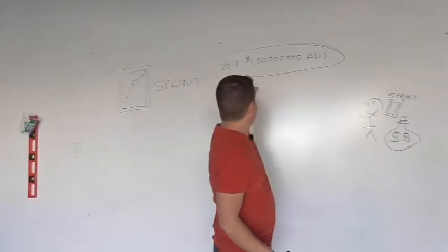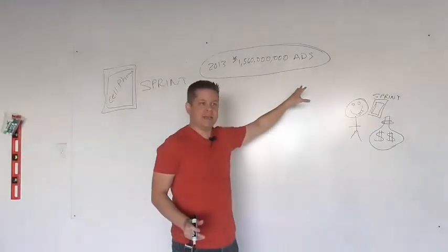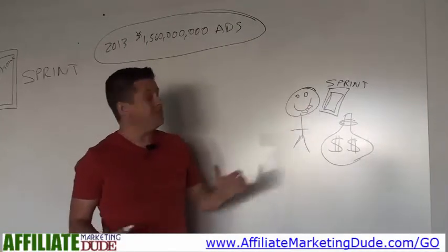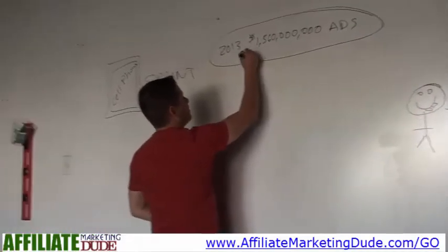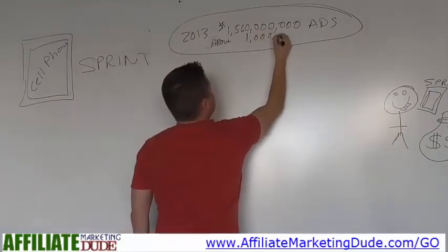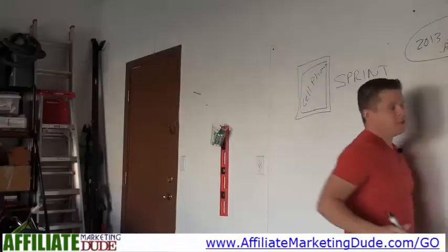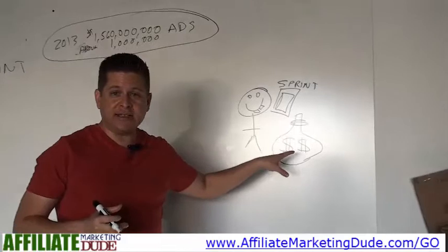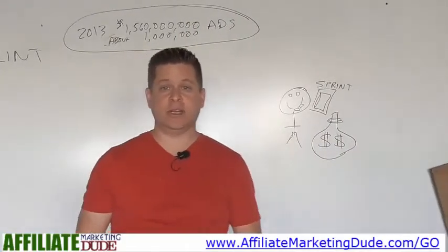So the question is, with all this money being spent, how many of these guys did Sprint bring on? Well, actually, it was under 1 million, so 1 million right here. So the question is how much is it costing Sprint to get one of these new guys to get a new cell phone plan and become a Sprint user?